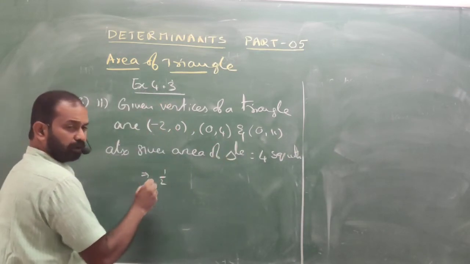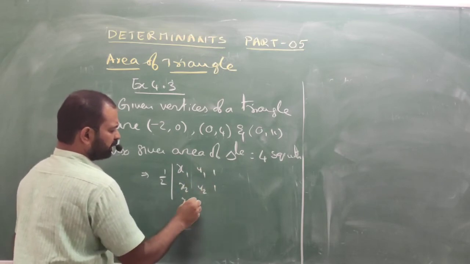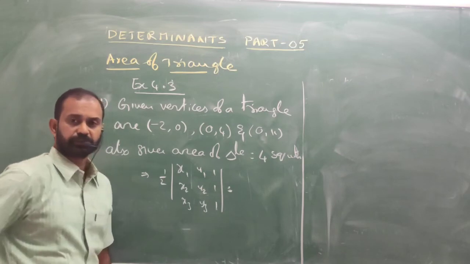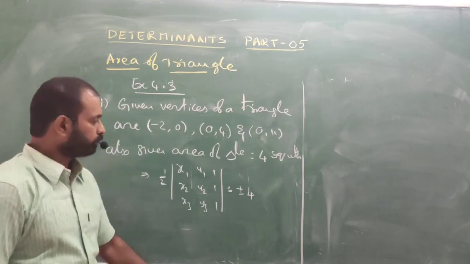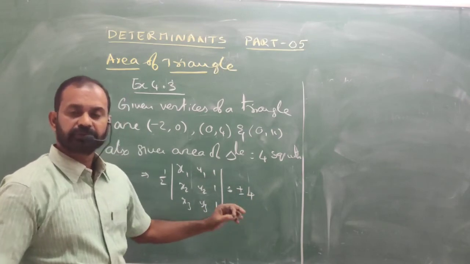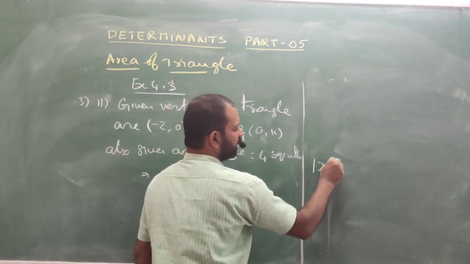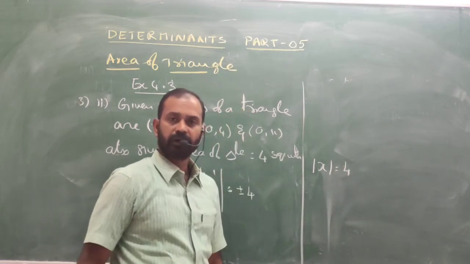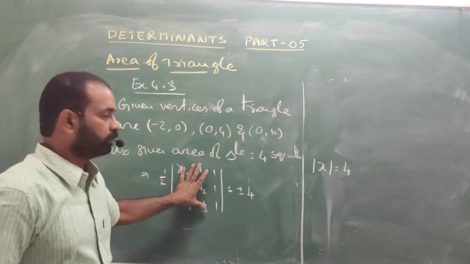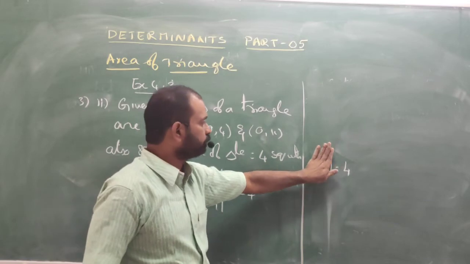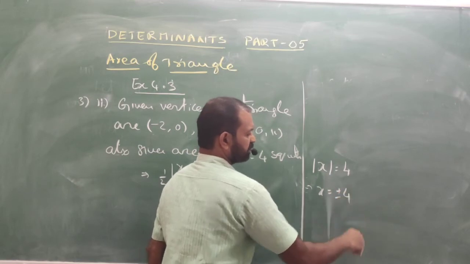That implies half det x1 y1 1, x2 y2 1, x3 y3 1 is equal to plus or minus 4. Do you know how we are writing plus or minus 4? For this, let me go back to 11th class. Mod x is equal to 4. This is because area is always positive, we have to consider the absolute value. So mod x is equal to 4, that absolute value is 4. Then what will be the value of x? Simply, x value will be plus or minus 4.